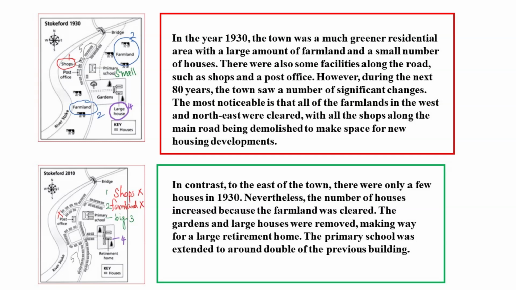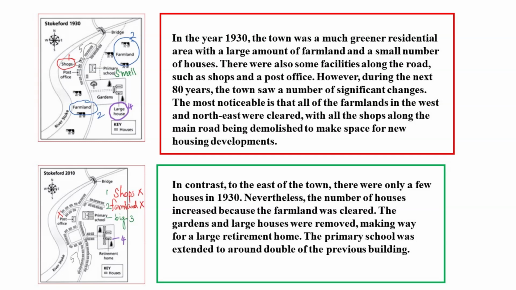Body paragraph number two, you talk about how the farmland was cleared and the gardens and the large house were removed, and in their place we have a large retirement home. And again you talk about the primary school, that it became double the size because there was more housing, so more people moved in. In order to fulfill their requirement, the school was developed more. So read the body paragraphs carefully.